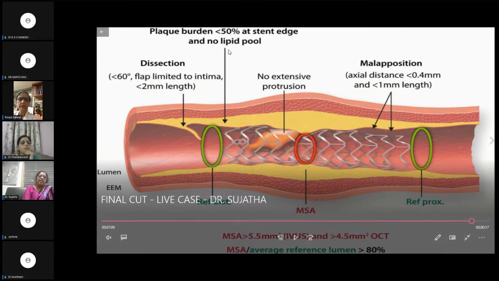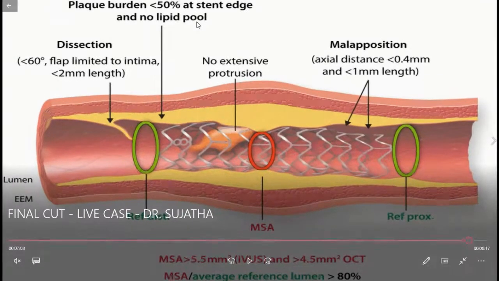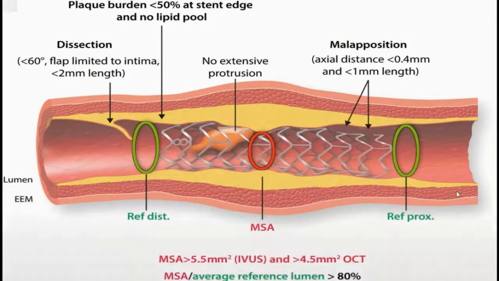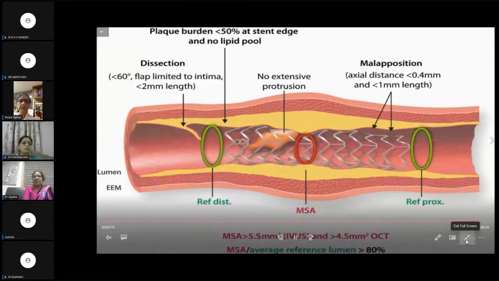And most importantly, we have to see that the plaque burden is less than 50% at the stent edges, and there is no lipid pool. So this is one criterion for causing restenosis. So I will now post the post echo, so that we did the echocardiogram the next day. Dr. Ganesh will show it, and ma'am will discuss it.